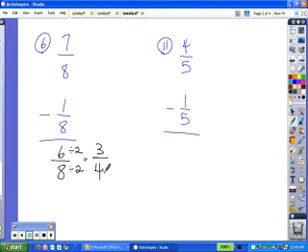For number 11, we subtract. 4 minus 1 is 3. The denominator stays the same, so 4/5 minus 1/5 equals 3/5. 3/5 is not improper and it cannot be reduced, so 3/5 is our final answer.